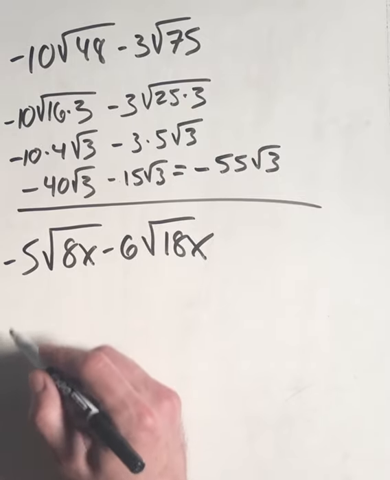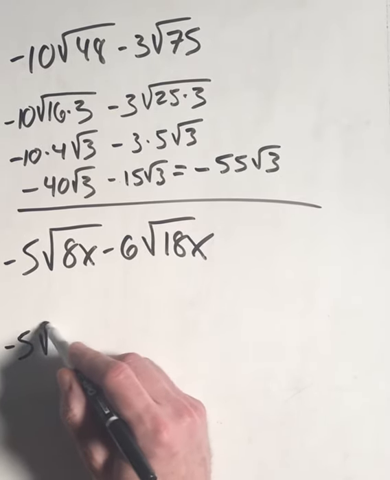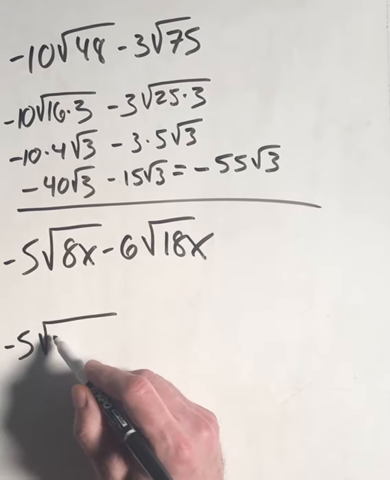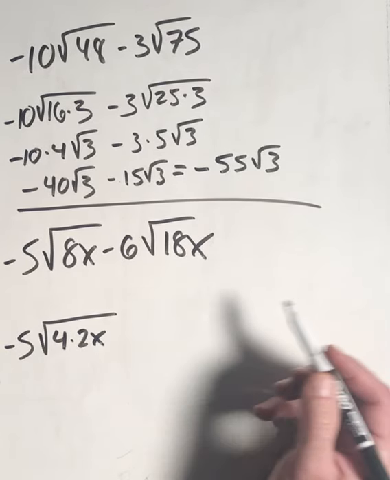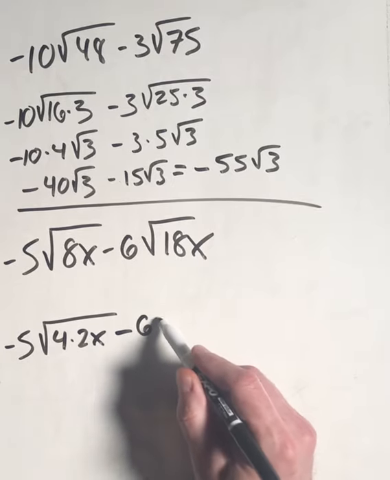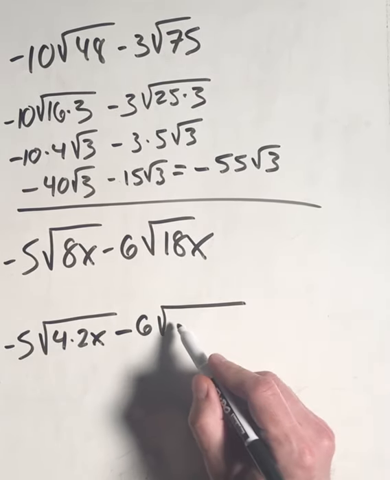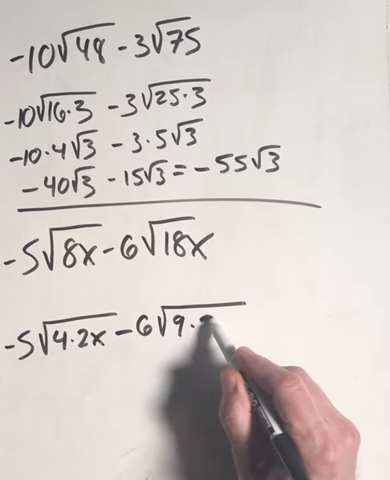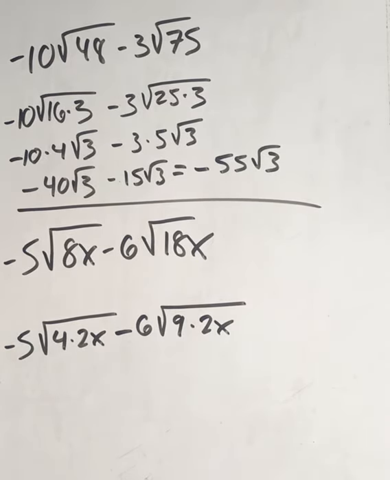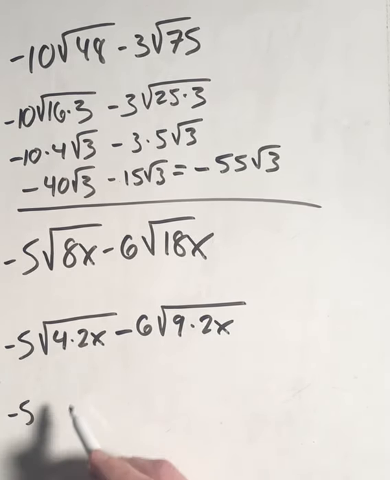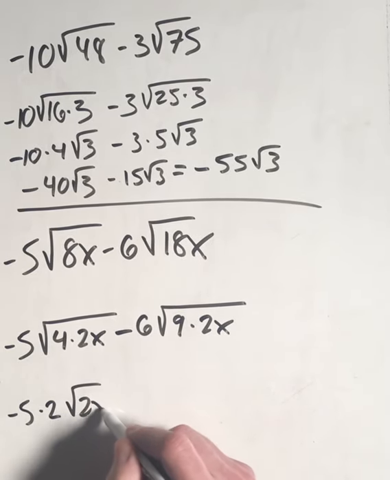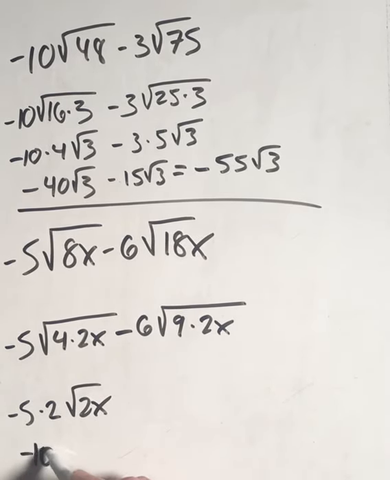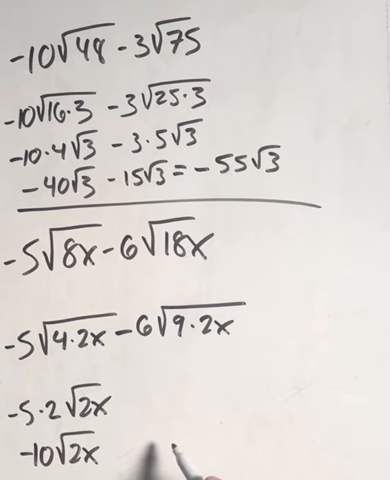So now I'm going to simplify this one. I have negative 5, and instead of the square root of 8x, I'm going to do the square root of 4 times 2x minus 6, and instead of the square root of 18x, I'm going to rewrite that as the square root of 9 times 2x. Negative 5, and then the square root of 4 is just 2, and the square root of 2x can't be simplified, so this is really negative 10 times the square root of 2x.